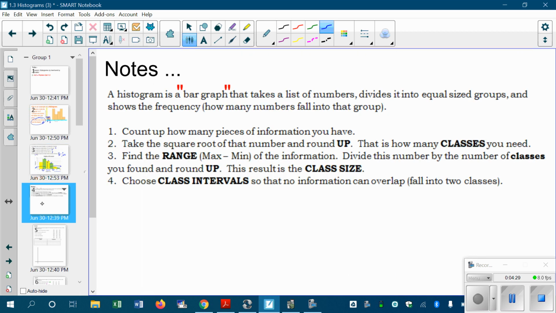Now, in your official notes, you see that I wrote a histogram is a quote-unquote bar graph, and I put the quotes there because it's made with bars, but it's not the same as a bar graph. It's going to take a list of numbers, quantitative data. It's going to divide it into equally spaced groups and then show the frequency, or how many elements of the data set fall into that group. Now, this set of rules is what we would call a rule of thumb.